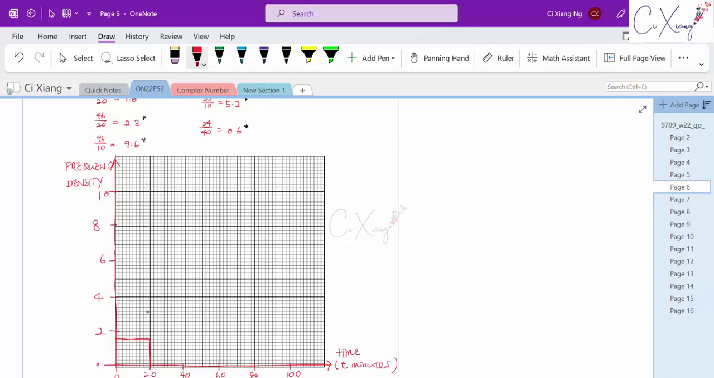How about the second bar? The second bar, the height is 2.3. The 2.3 should be here, and also the width is 20 units. So I try to draw it with the width 20. Okay, and after that, the next class will have height 9.6, and the width is 10 units only. So 9.6 and 10 units should be somewhere here.